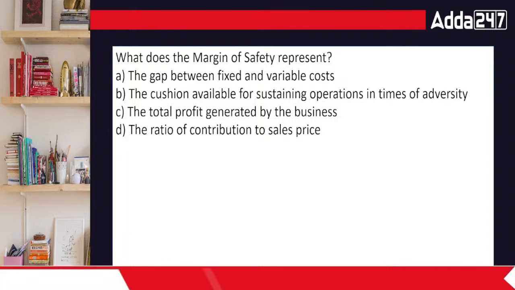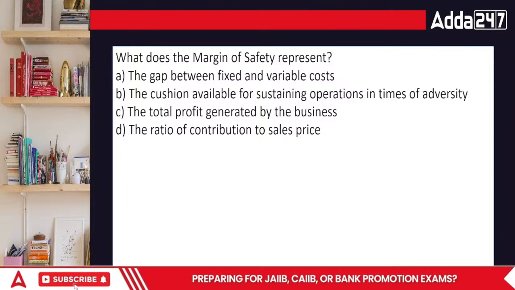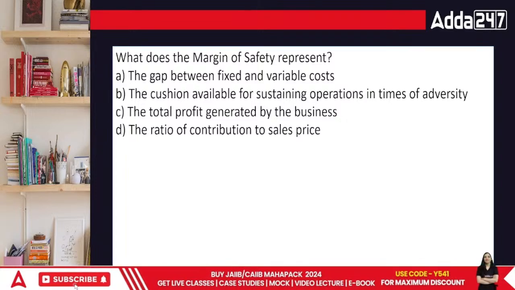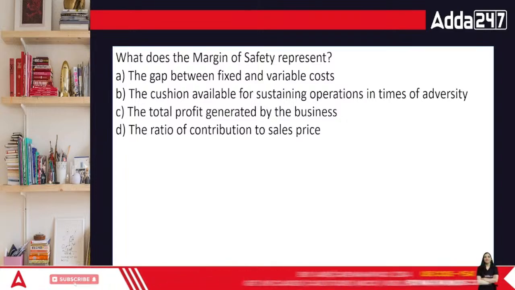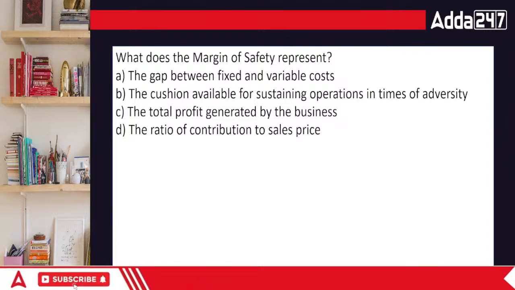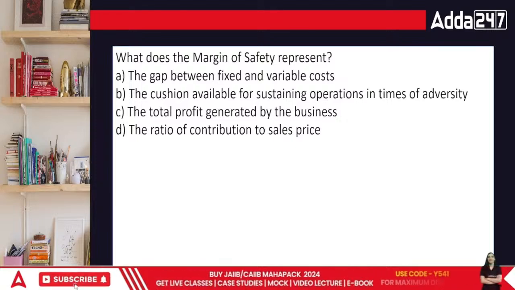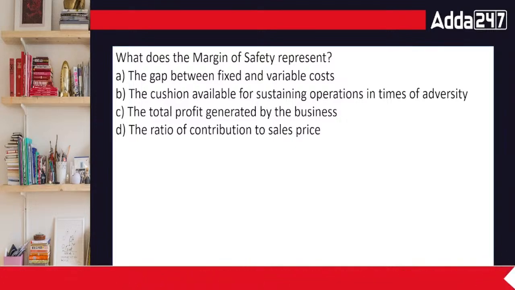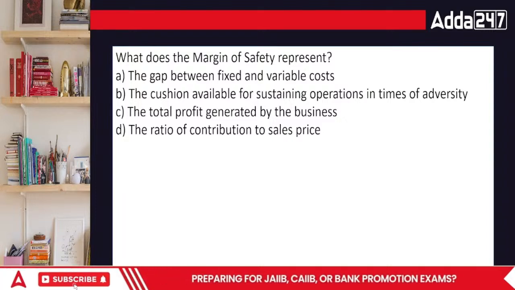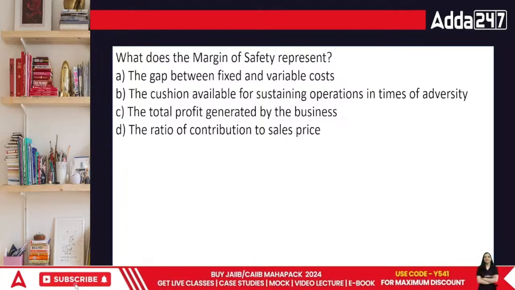So this is the point, everyone. What does the term margin of safety represent? Margin of safety, MOS: the gap between fixed and variable, the cushion available for sustaining operations in the time of adversity, the total profit generated by the business, or the ratio of contribution to sales?